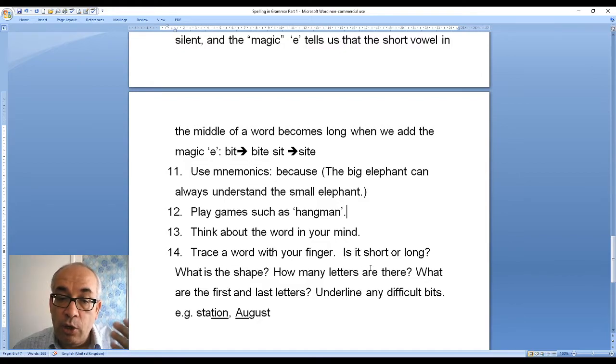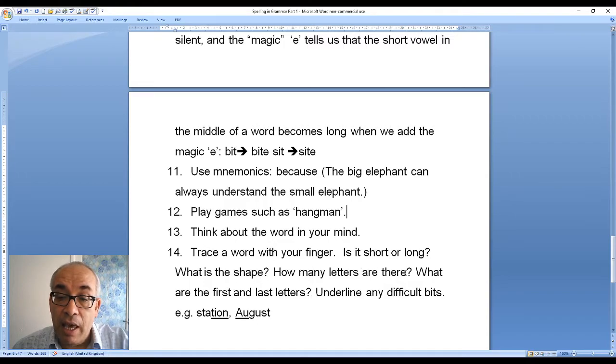And when you look at a word, ask yourself, is the word long? Is it short? What is the shape of the word? What does it look like? So that all helps you. It's like buying a shirt or trousers. You look at the shirt, you touch it, you look at the pattern of the shirt, and you can see if it's big, if it is small. And the same with language.